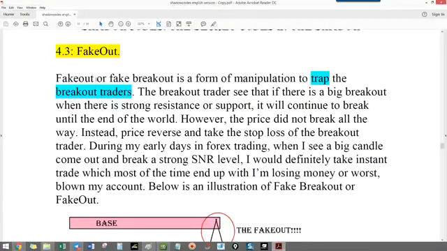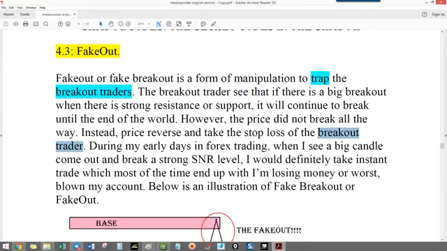Alright, fake out. Fake out, or fake breakout, is a form of manipulation to trap the breakout traders. The breakout traders see that if there is a big breakout when there is a strong resistance or support, it will continue to break until the end of the world. So this is actually a trap for breakout traders. However, the price did not break all the way. Instead, price reversed and took the stop loss of the breakout traders.